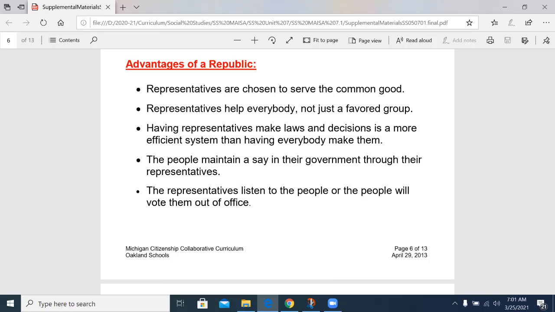Representatives help everybody, not just a favored group. And that's what we hope for as a nation. Again, it doesn't always work that way. In fact, there are a number of moments in our history where at least individual representatives weren't working for everybody.